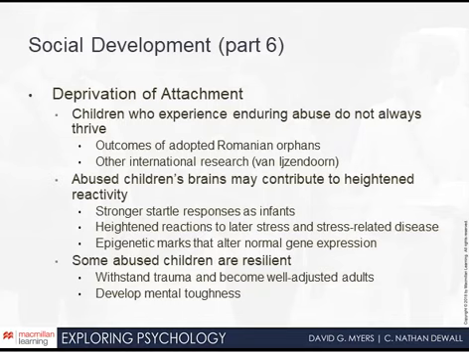Now, this is not to say that this is the outcome of everyone who goes through these types of situations. Some abused children are resilient. They can withstand and do withstand the trauma and become well-adjusted adults. And they develop a sort of mental toughness. This idea of resilience, you may come across it in the future, I'm sure. Resilience is basically developing a tough skin, a certain type of mental toughness.